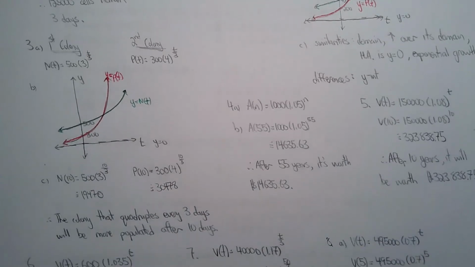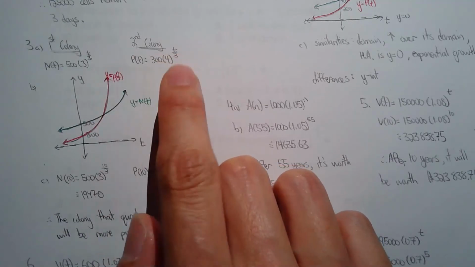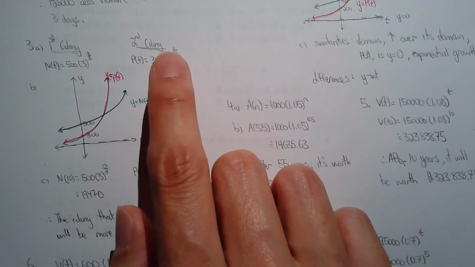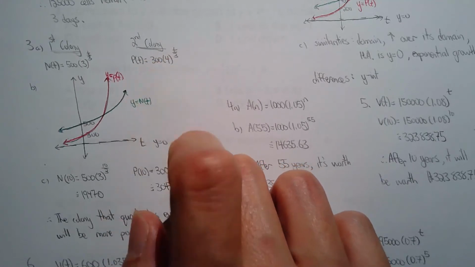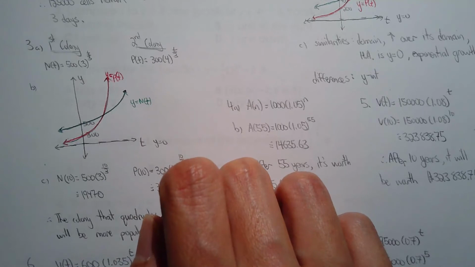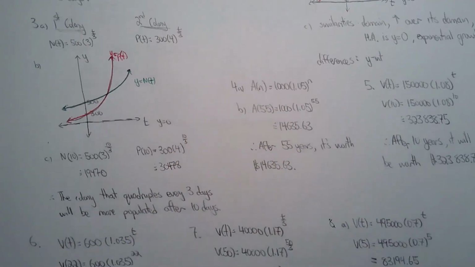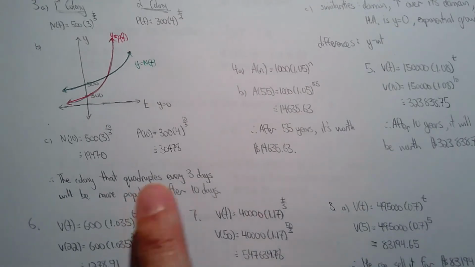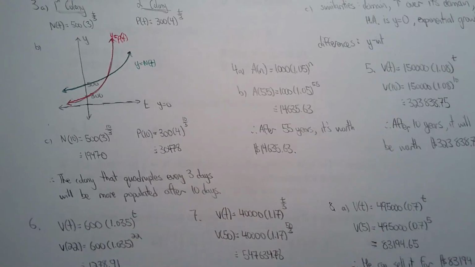So the third question is actually very similar as well. You're quadrupling every 3 days, whereas you're tripling every 3 days. So obviously quadrupling means you're going to grow at a quicker rate. So even though you have less to begin with, you will have more after a certain amount of time. You can solve for the population after 10 days, and you'll see that the colony that quadruples every 3 days will be more populated.